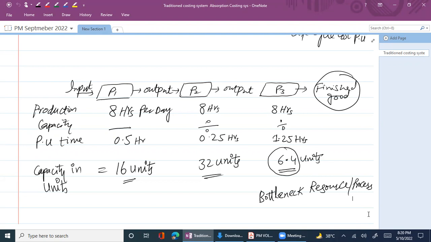Once we have identified the bottleneck process, now our aim is to use that binding process in such a way that we can get maximum returns under these limitations. So we came to know that we can only process 6.4 units. Now our aim as an accountant is to maximize our contribution, maximize our profits under these circumstances.